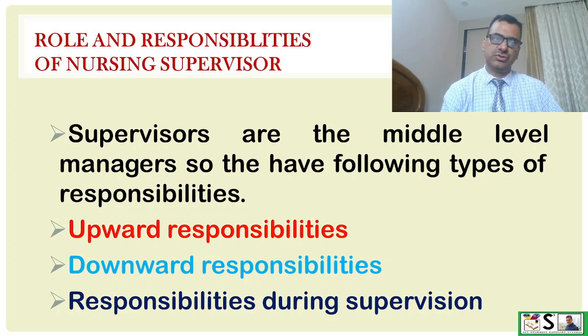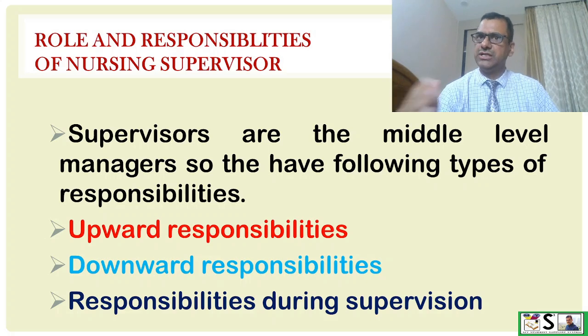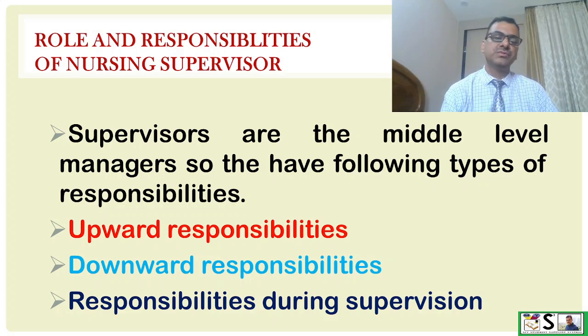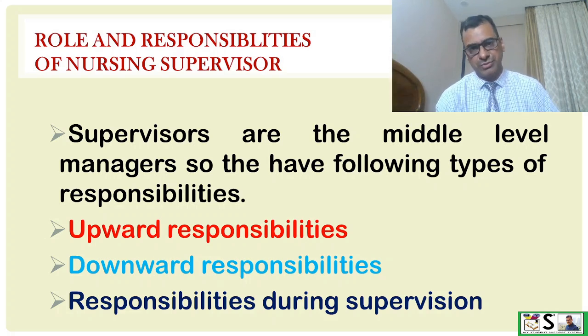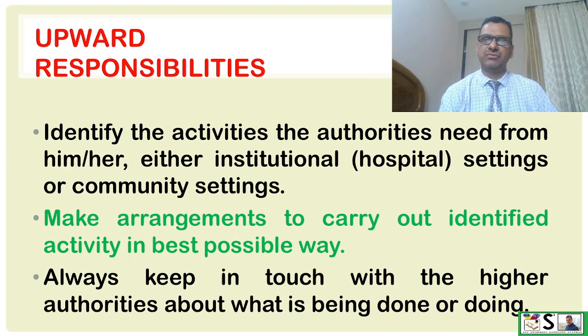Role and responsibilities of a nursing supervisor. Many times this question arises in examination. Dear students, the answer is very simple. Supervisors are the middle level managers, so they have the following three types of responsibilities. What are those? Number one, upward responsibilities. Number two, downward responsibilities. And number three, responsibilities during supervision. Let us see what these three responsibilities are. First one is upward responsibilities. It means responsibilities towards administrators.